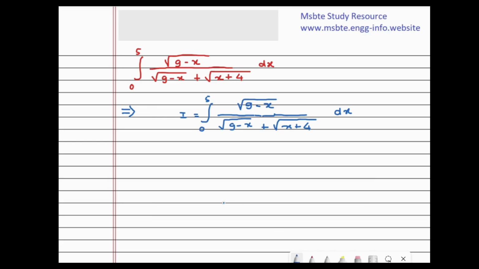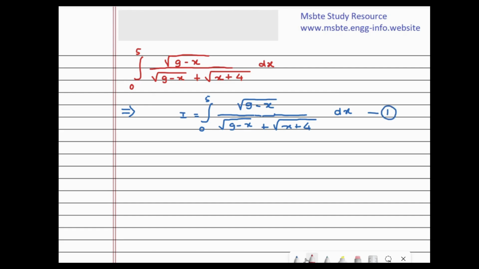This is question 3b. And this question is based on the property of definite integral. Such type of problem is relatively very easy to solve. So we rewrite the given integral, and name it equation number 1.